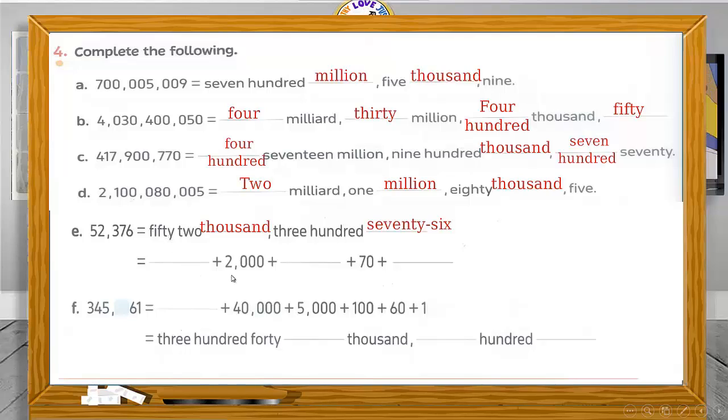We have here 2,000 and we should write 50,000. And here we have 70. You should write here 300. Last digit or last number is 6.